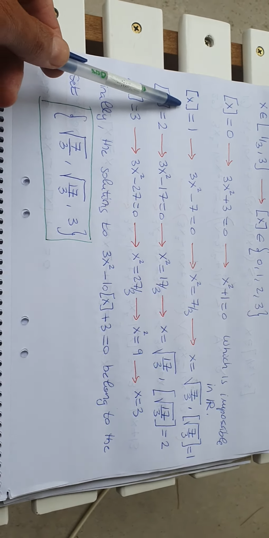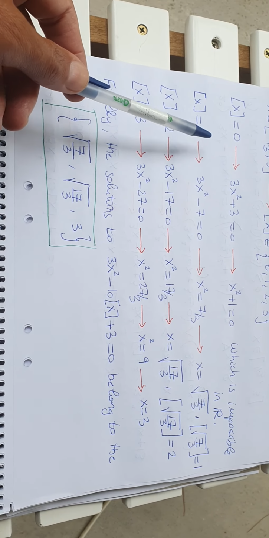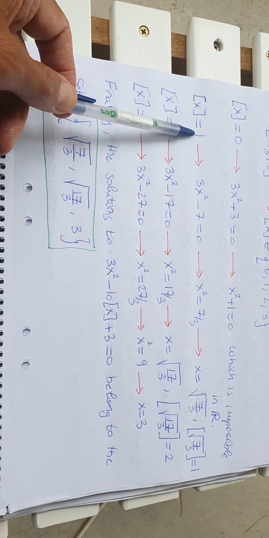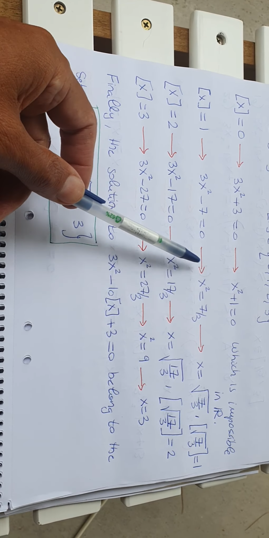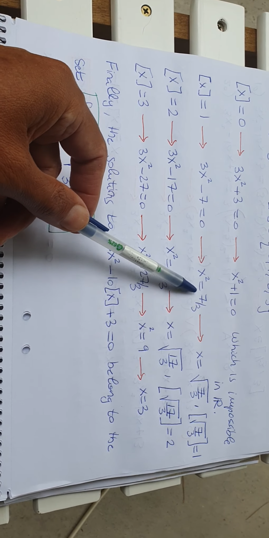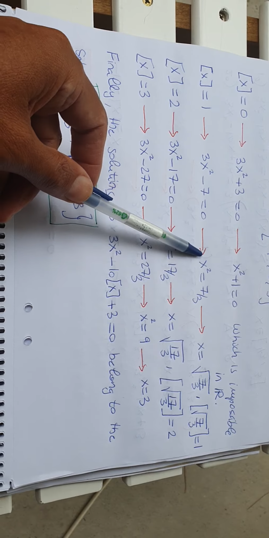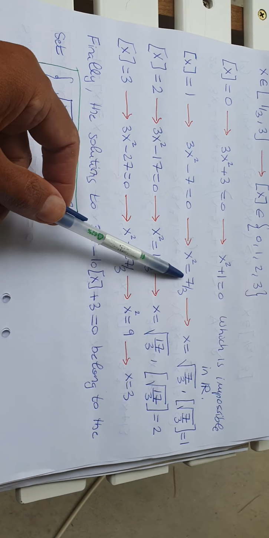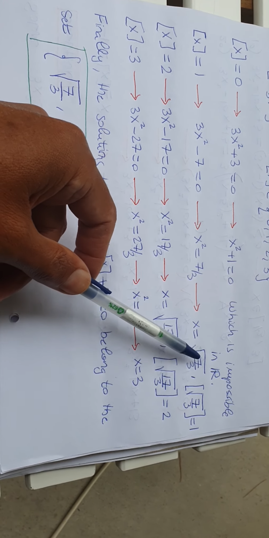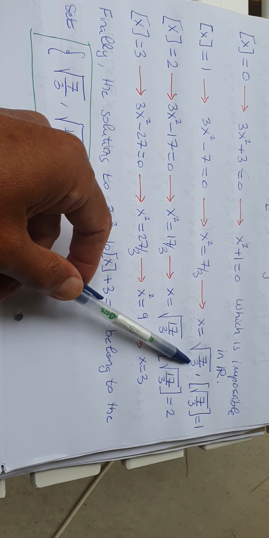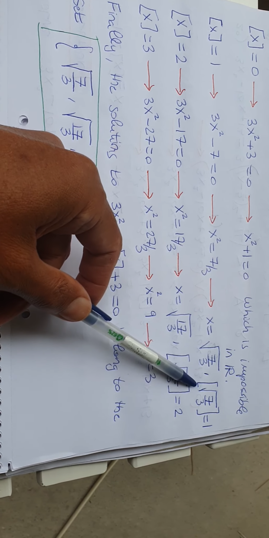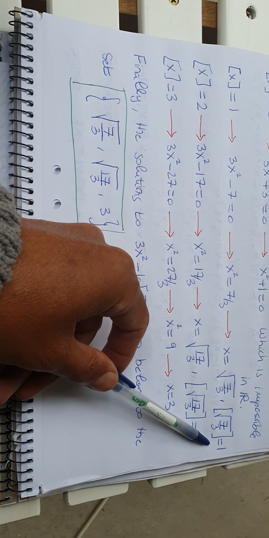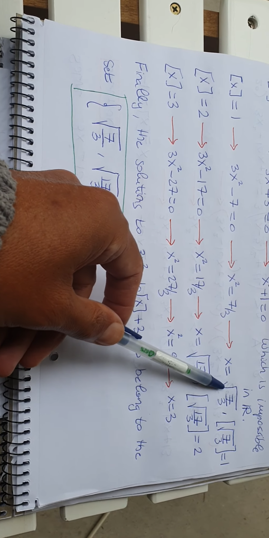Okay? Now, if the integer part of x is 1, then substituting in our original equation, we get this, which gives us x squared is equal to 7/3. And since x is positive, remember that x belongs to this interval, then x is equal to the square root of 7/3. And we have to check that the integer part of the square root of 7/3 is actually 1, and it is. So this is a solution.